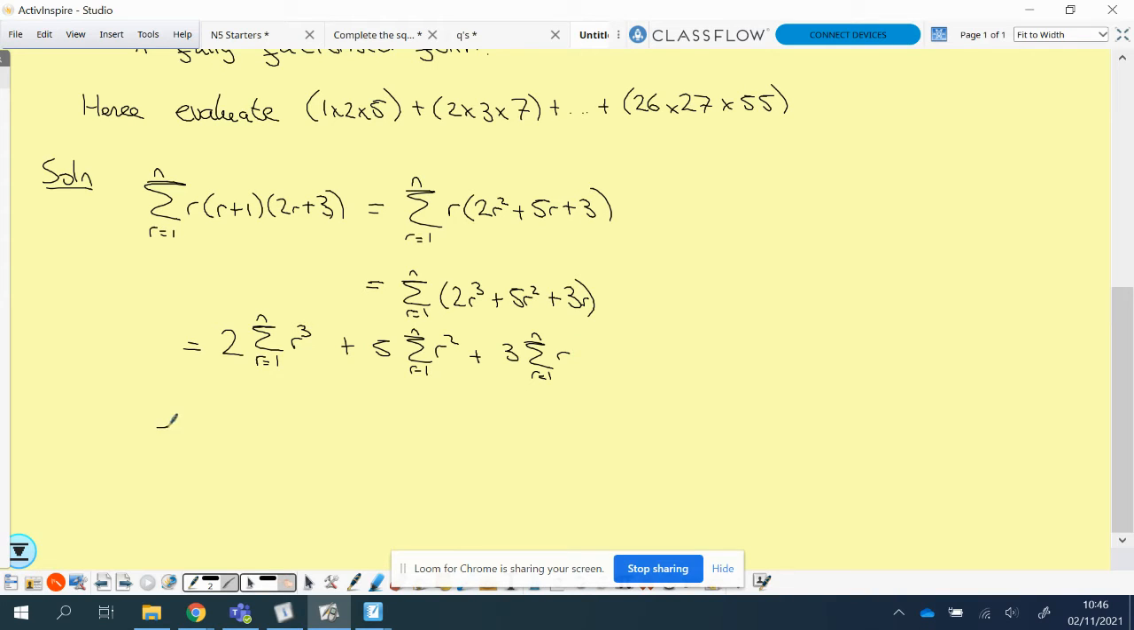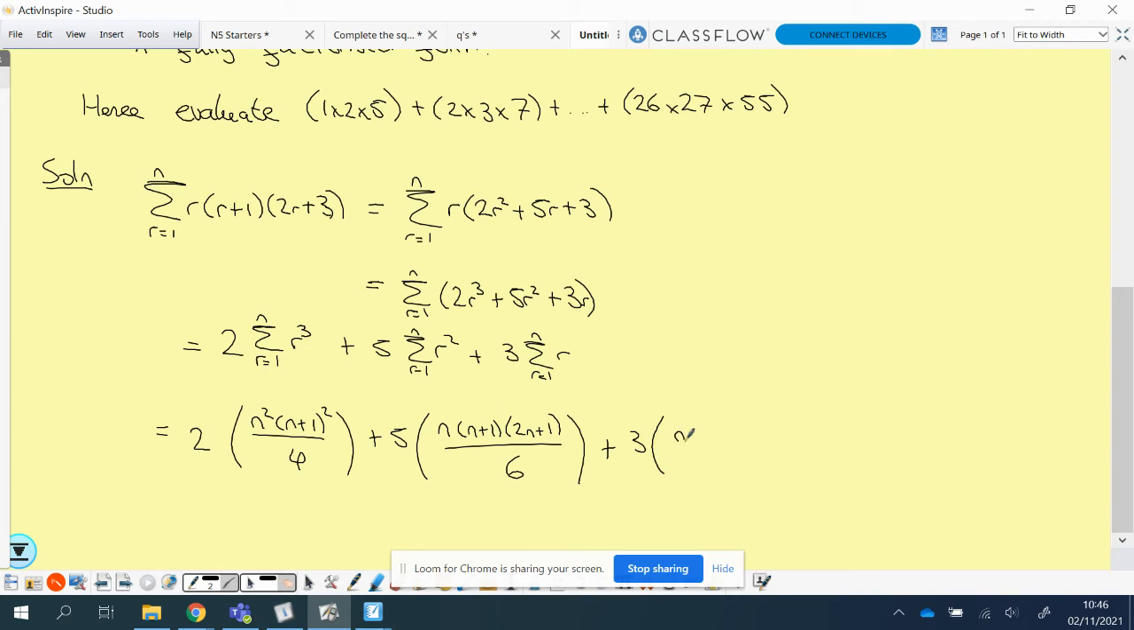So my last formula tells me that the sum of r equals 1 up to n of r cubed becomes n squared bracket n plus 1 squared divided by 4. So I've substituted that in there. Then it's going to be plus 5 lots of what r squared was, so n bracket n plus 1 bracket 2n plus 1 all over 6, plus 3 lots of n bracket n plus 1 over 2.